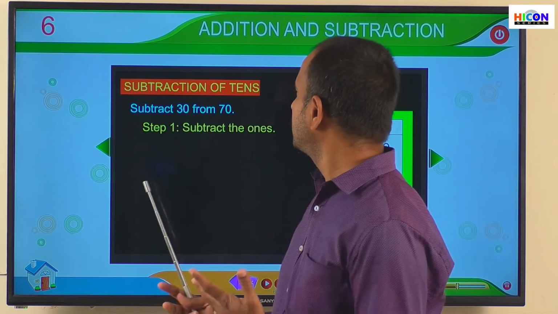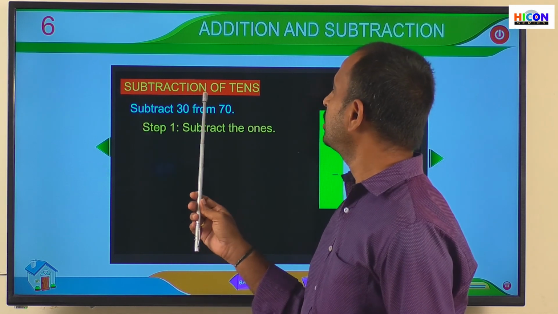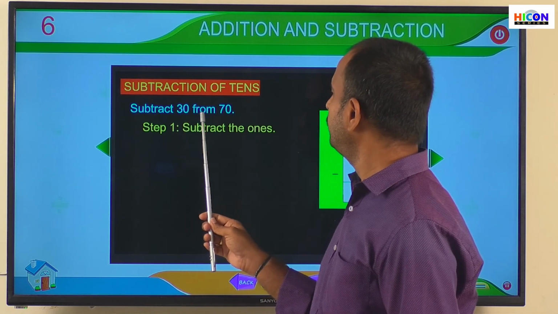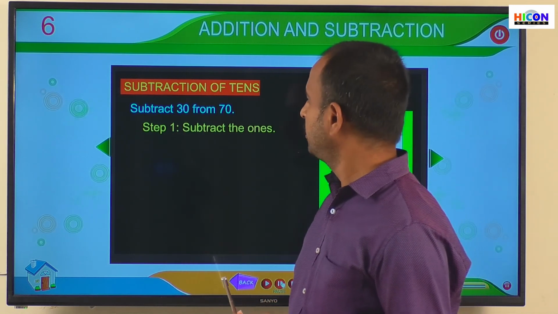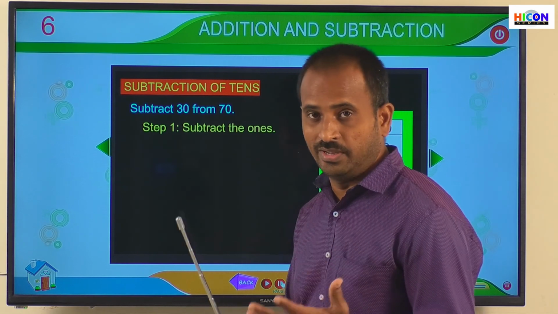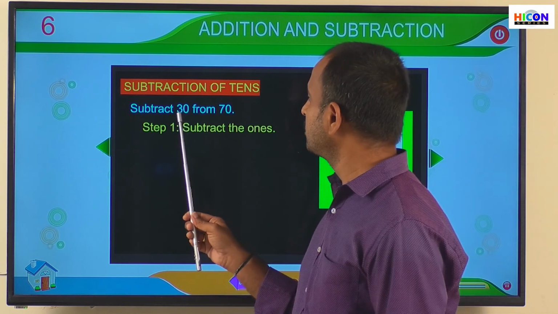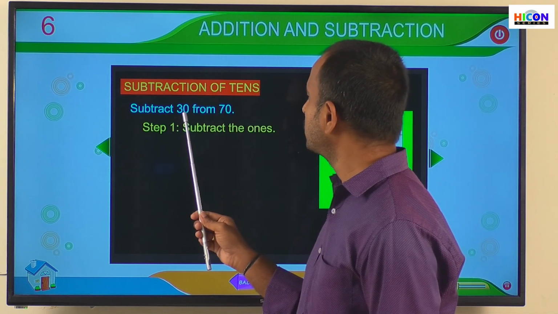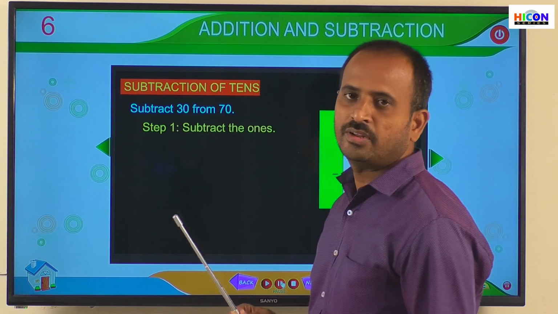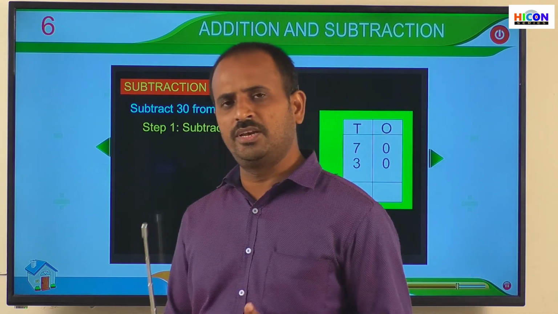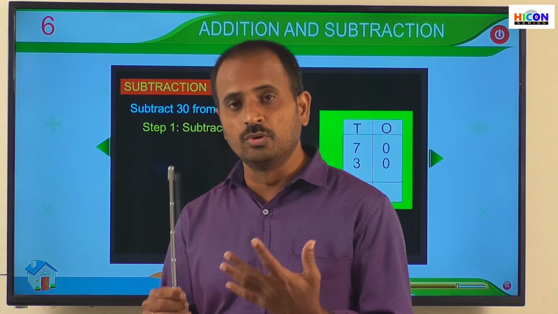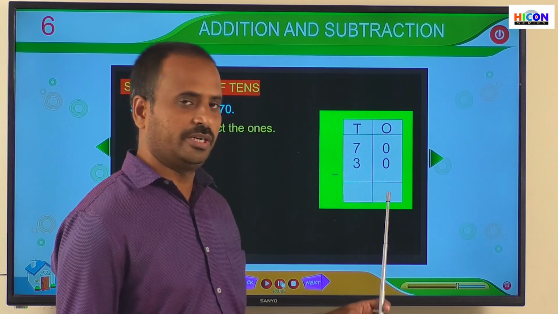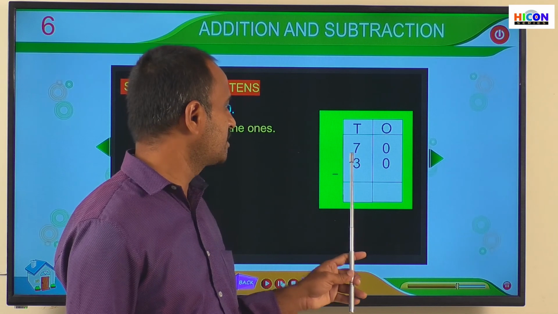So now let us see the first one, that is a subtraction of tens. Subtract 30 from 70. So children, here they are given two tens. The first one is 30 and the second one is 70. Now we have to subtract 30 from 70. How can we subtract? In the same way, first write these two numbers one below the other as shown on the screen.